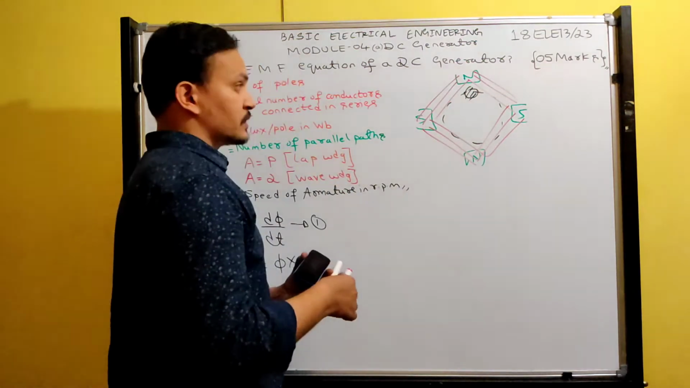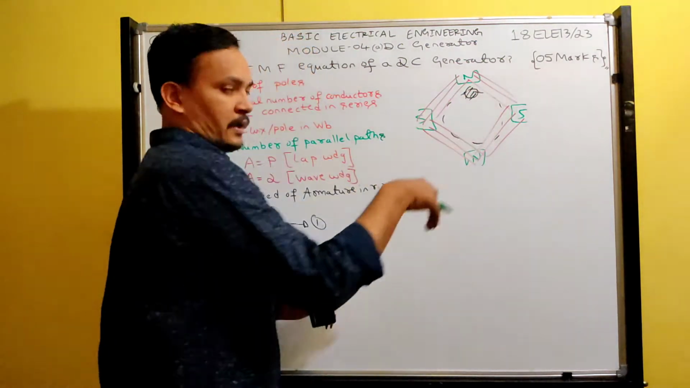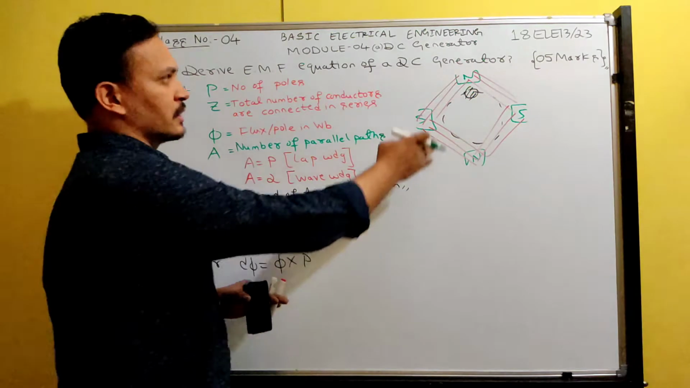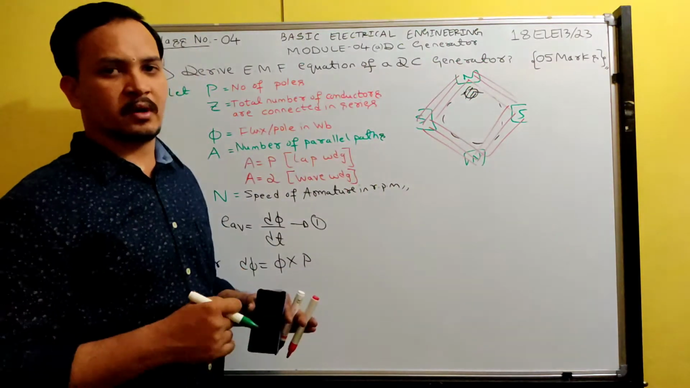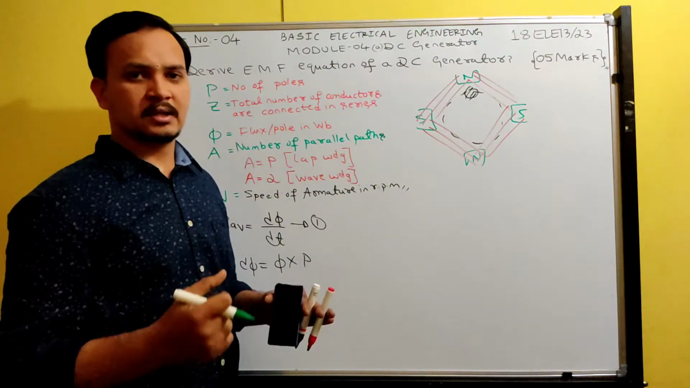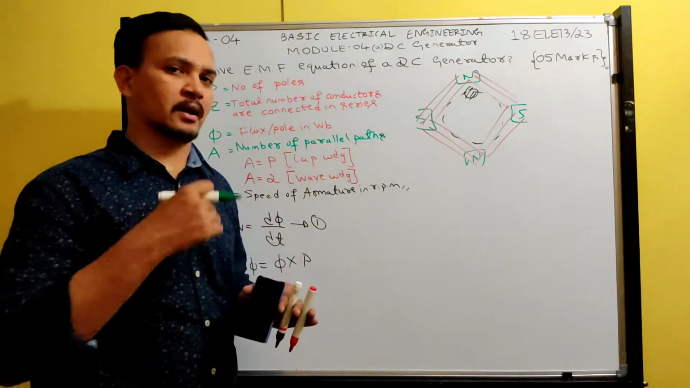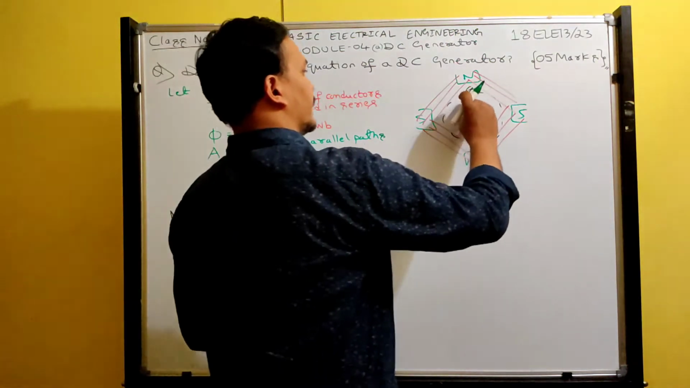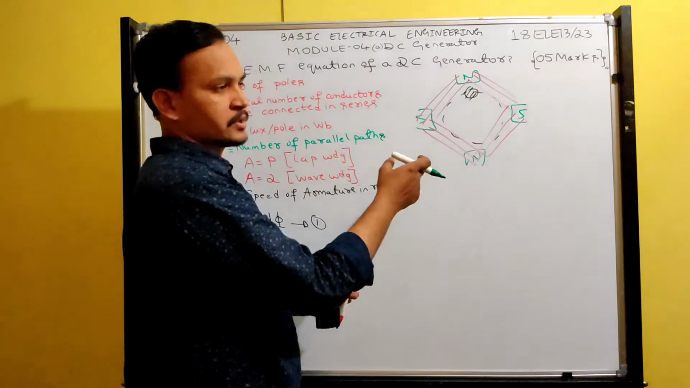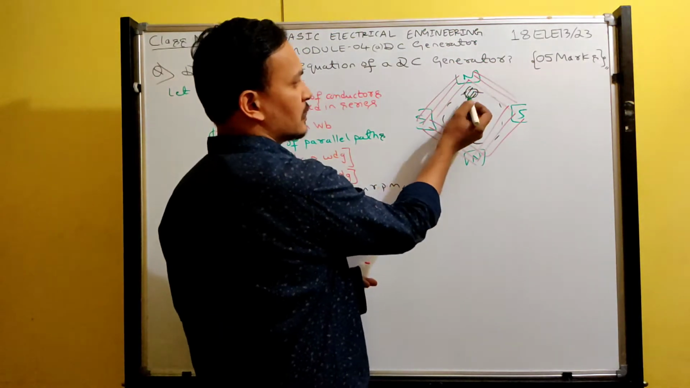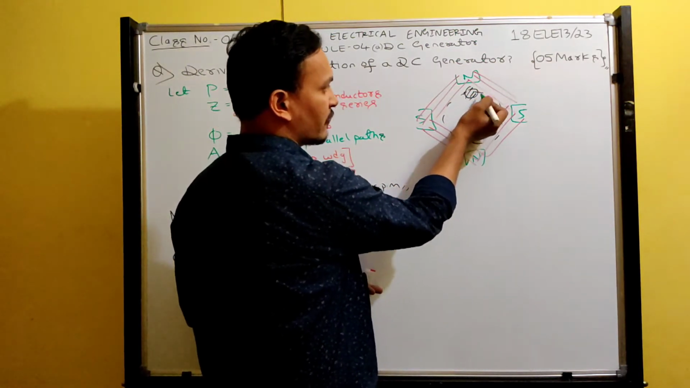Now the conductor is rotating. How is it rotating? It is a generator. What is required as input to a generator? Mechanical is the input to the generator. What is the output? Electrical. So, due to some mechanical input, the conductor rotates. Whenever the conductor rotates, it is going to cut the flux.